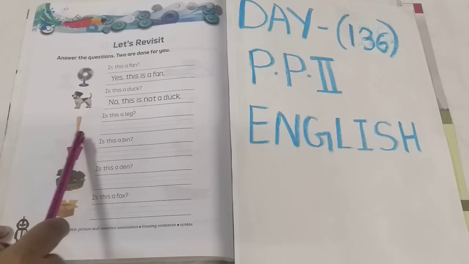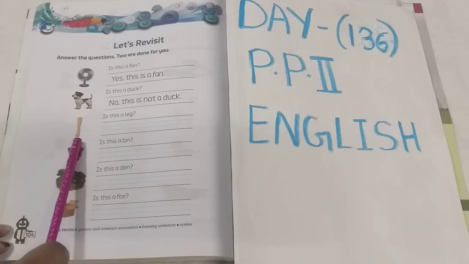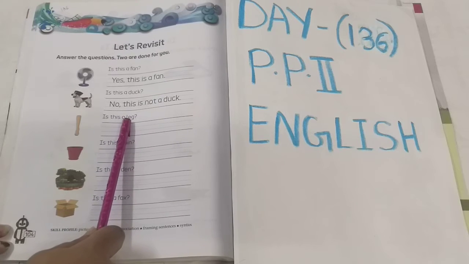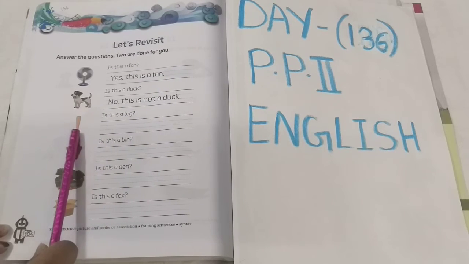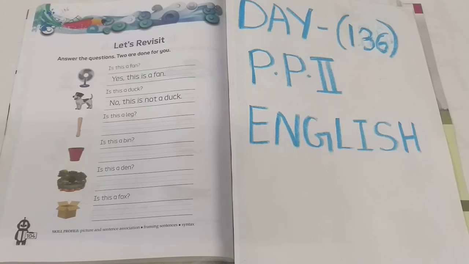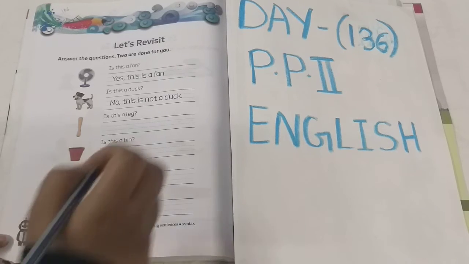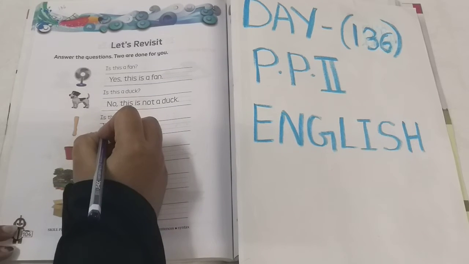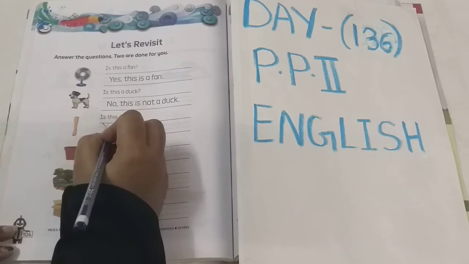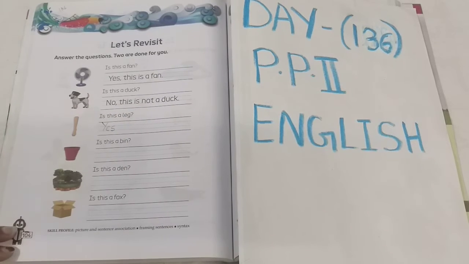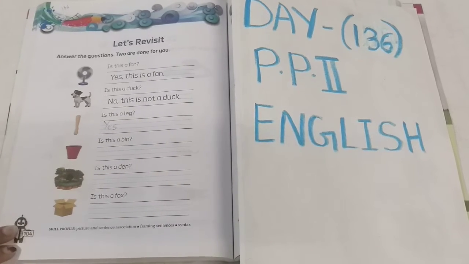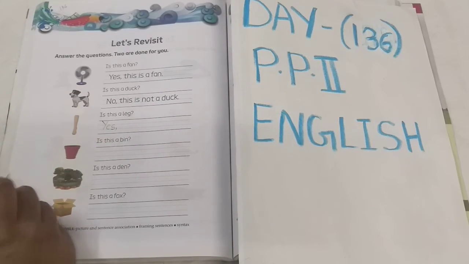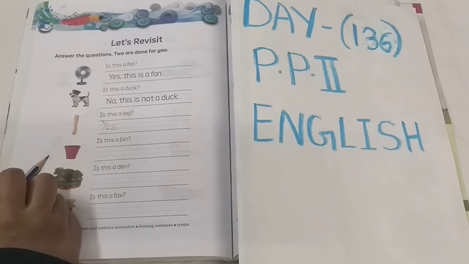Okay. See the next. What is there in the picture? Leg. Is this a leg? Is this a leg, children? Yes. This is a leg. So we have to write here the answer. That is yes. After yes, what do we have to put? We have to put a comma here, down. Okay? Then we have to continue the sentence.